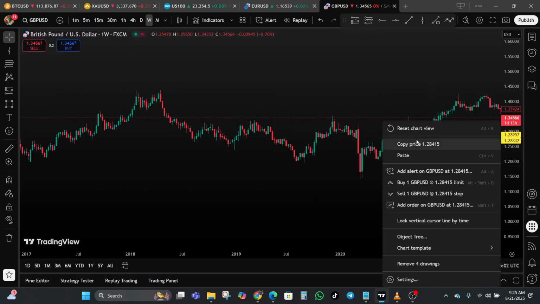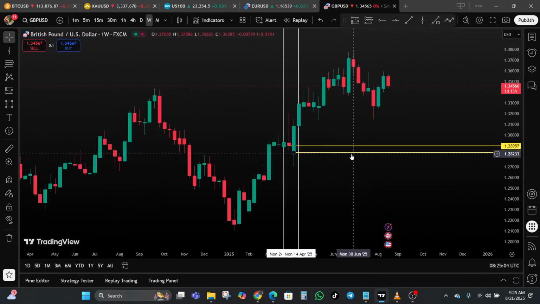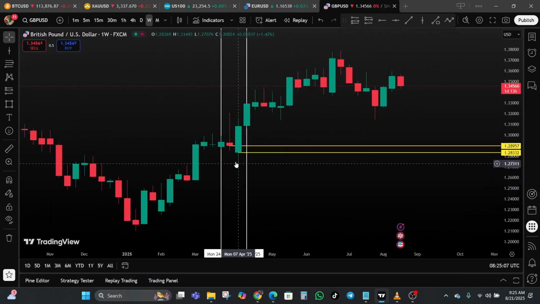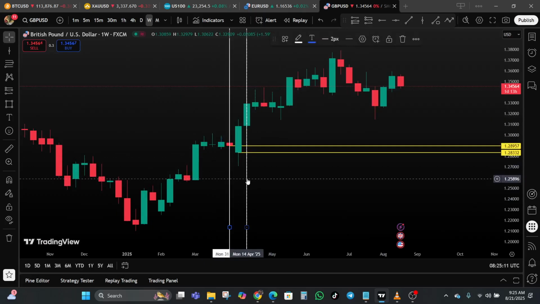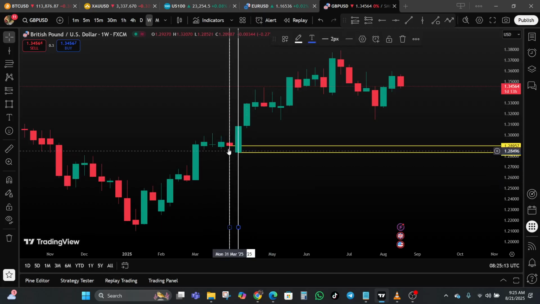But let's go back to the weekly time frame. Here we can see that this was where this particular candle closed, and the next candle opened here. So there was a jump between here and here. I hope you understand the logic. There is actually a gap between this week's closing and this week's opening.